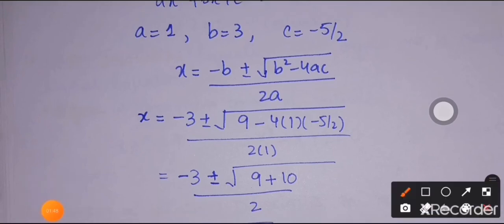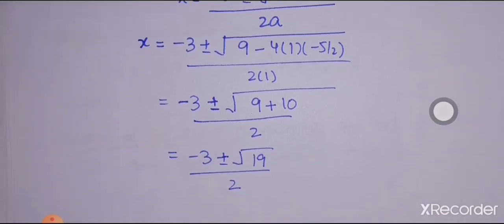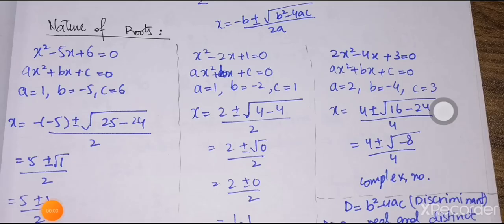Now inserting the values of a, b and c in this quadratic formula, we get minus 3 plus minus square root of 3 square, which will be 9, minus 4 into 1, which is the value of a, and this value of c is minus 5 by 2. So 2 and 4 will be cancelled out, and we will get 10 minus minus plus 10. So we will get the form minus 3 plus minus square root of 19 by 2. So this is how we can solve any quadratic equation with the help of the quadratic formula.